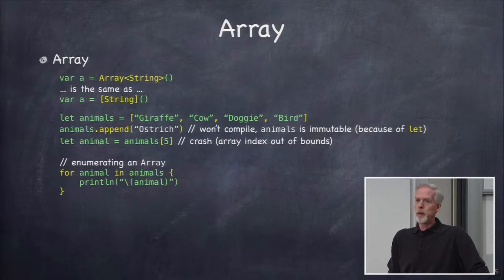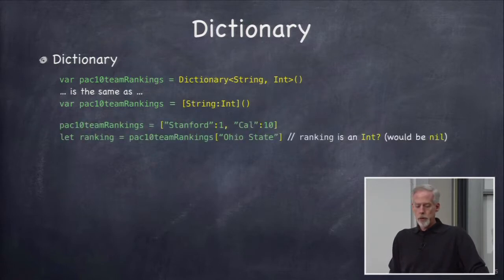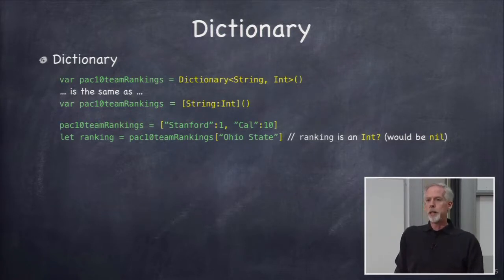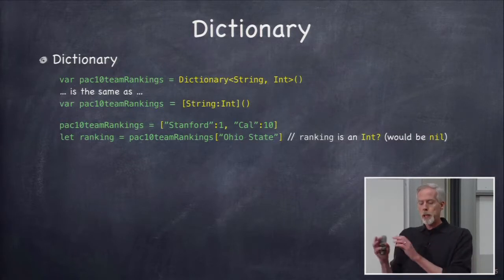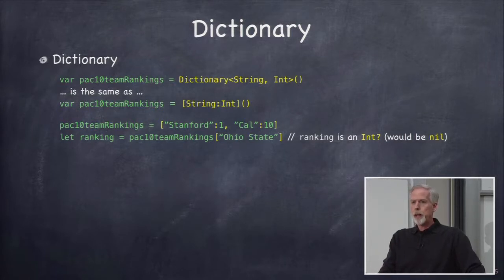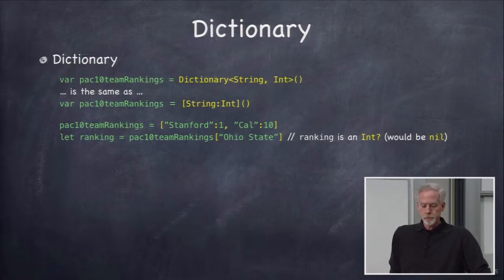I put this here mostly to compare it to the next slide, which is dictionary. So dictionary, again, that square bracket thing is an alternate for the exact same thing. I can create a dictionary using this square bracket notation, which is just square bracket, key colon value, comma, key colon value. You also know that if I access a dictionary with the square brackets, it returns an optional. For example, here, I'm looking up Pac-10 team Ohio State. Obviously, that is not a Pac-10 team, so it's not in the dictionary, so it's going to return nil. So that's why when you access a dictionary, it comes back as an optional.